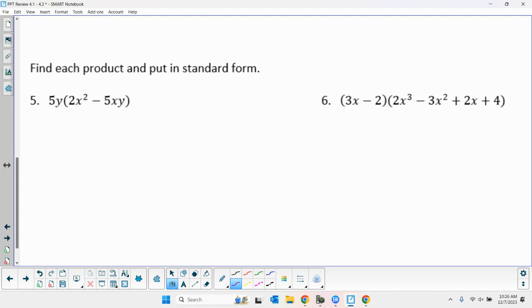All right, the next two is product means multiply, right? So we're just distributing. So I'm going 5y times 2x squared. 5 times 2 is 10. On the variables, I always put them in alphabetical order. So x comes before y in the alphabet.